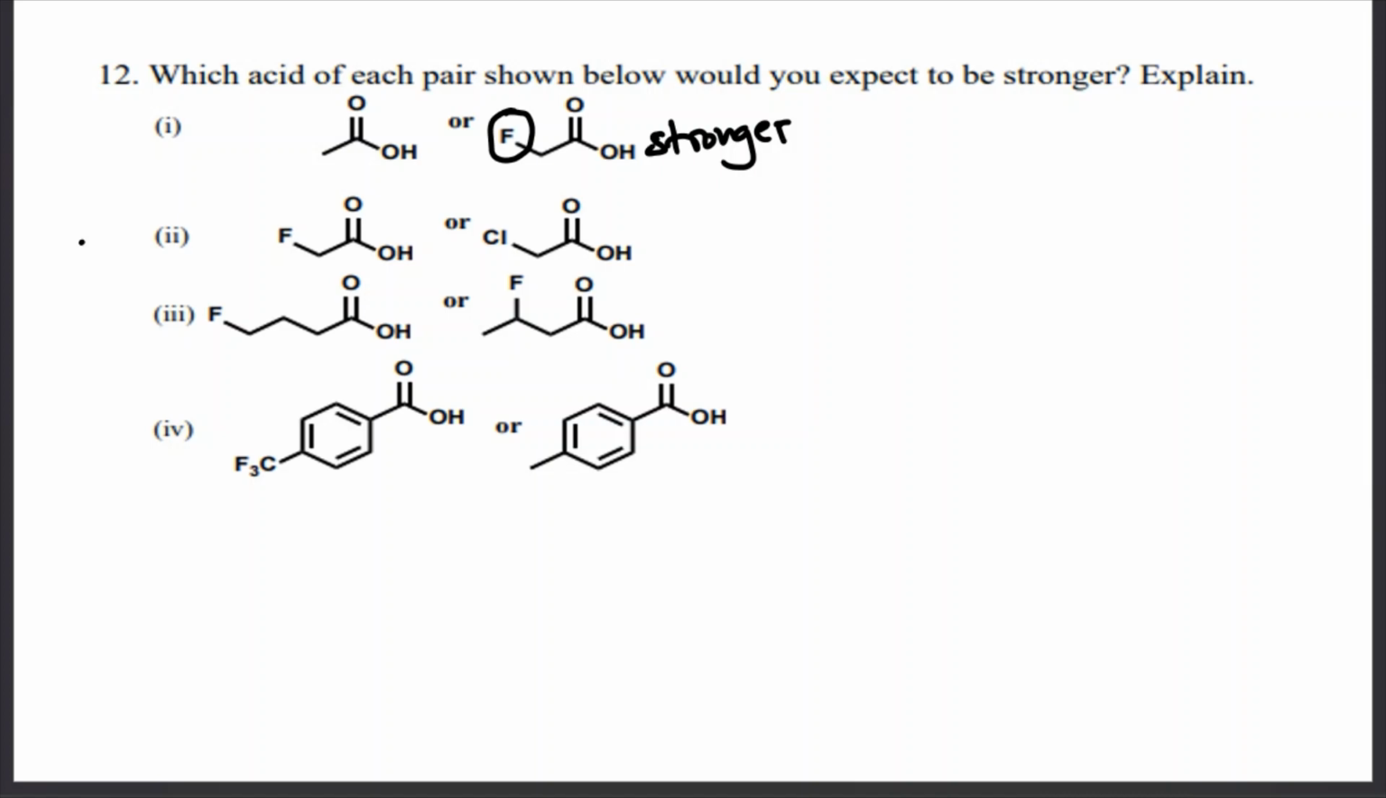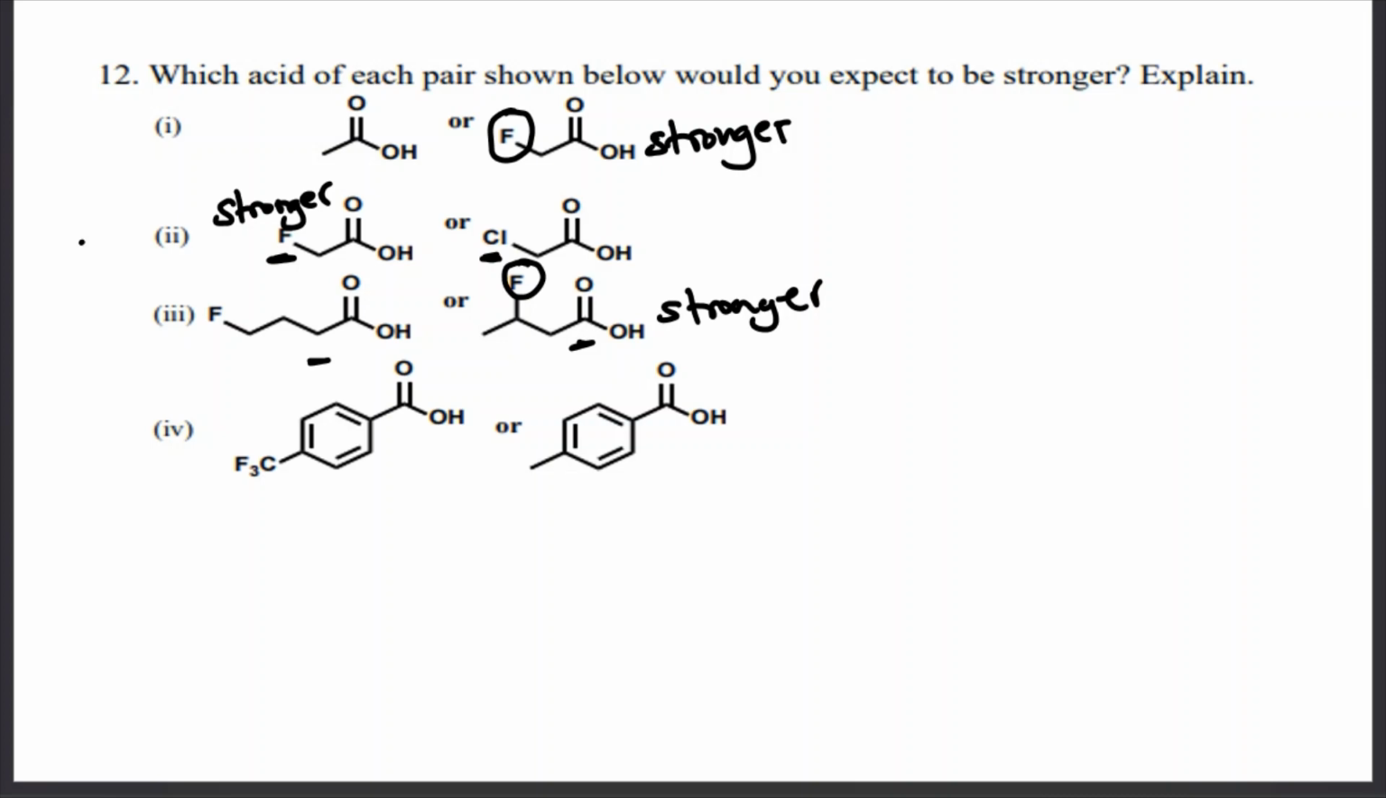have a halogen. Number 2, between these two, which one will be stronger? This will be stronger. Why? Because the halogen here is fluorine and the halogen here is chlorine. Fluorine is more electronegative than chlorine. So that's why that will be stronger. And then between this one and this one, this will be stronger. Why? Because the fluorine is attached closer to the carbonyl carbon, whilst here it is further.